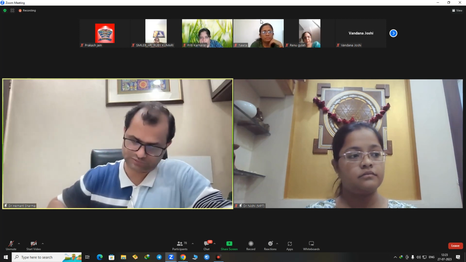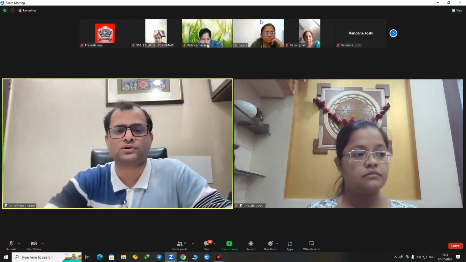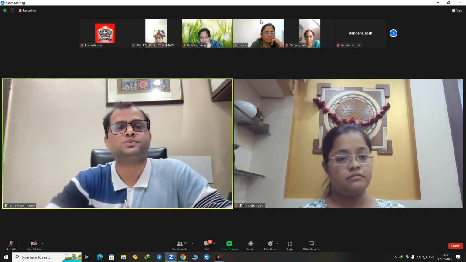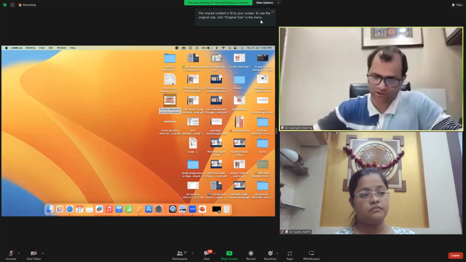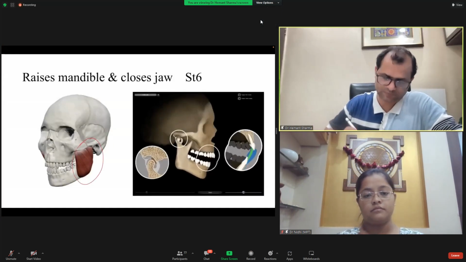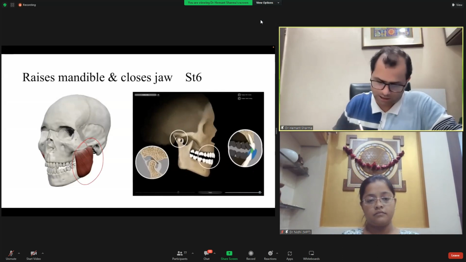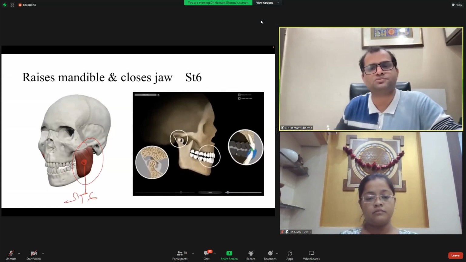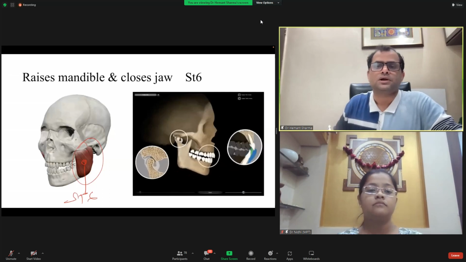Stomach 6. I would like to show you the location of stomach 6 in the next image. This point is exactly over your masseter muscle. आपकी जो masseter muscle होती है, उसके ठीक ऊपर ये point पाया जाता है. So we can see here, this is the masseter muscle. In between the masseter muscle, stomach 6 is located.